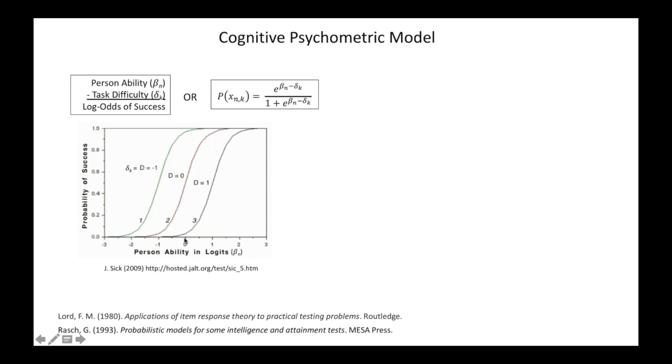The closest thing it corresponds to is 50%. So if the difficulty of the item is zero and the ability is zero, then the probability of success is 50%. If the difficulty is lower than zero, like negative one, and the ability is higher than the difficulty, then there's a high probability of success, around 0.9. And if there is a high difficulty item, the item is more difficult than the ability, then you see there's a low probability of success.